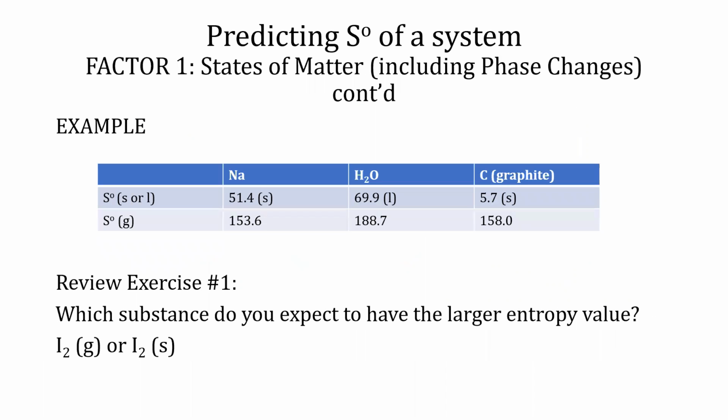Here is an example where we have 3 substances, Na, H2O, and graphite, as solid, liquid, and solid. When all substances convert to gas phase, entropy increases. Here is a review exercise for you to work on. Which substance do you expect to have the larger entropy value? Gaseous iodine or solid iodine?